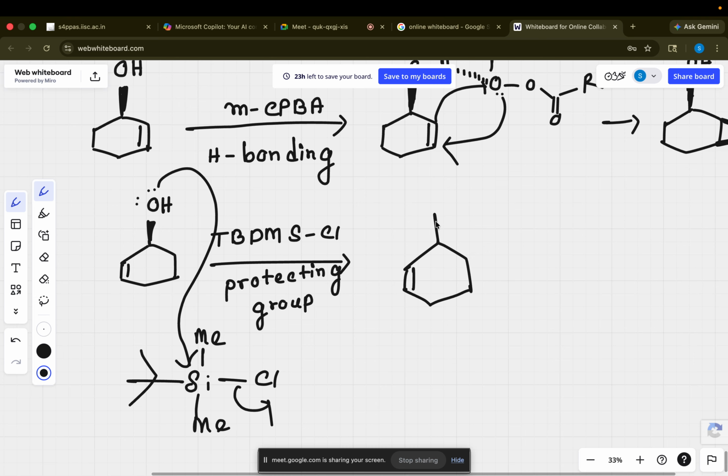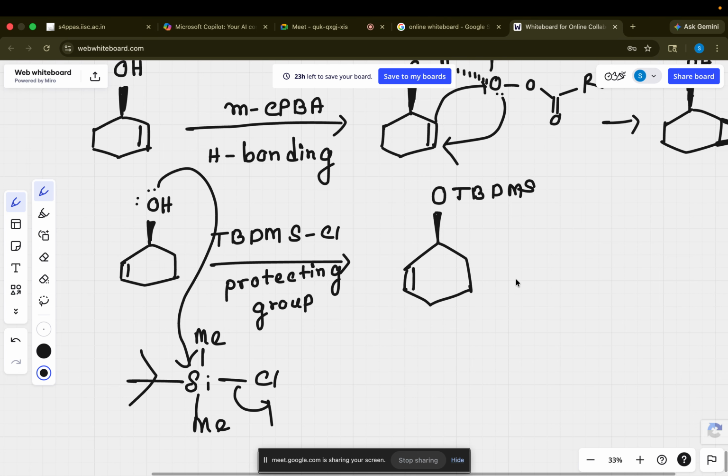So ultimately what we will get? We will get O, and I am not writing it out, I am writing simply TBDMS, tertiary butyl dimethyl silyl. O-TBDMS. So this is a protecting group, a protecting group of alcohols. Now the alcohol is protected here.